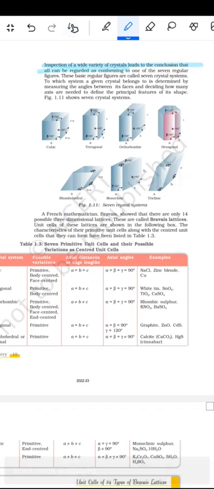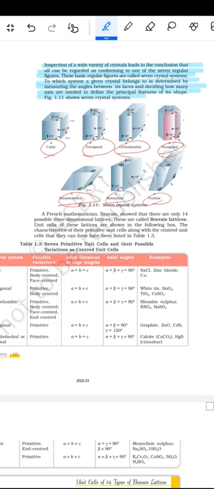Inspection of a wide variety of crystals leads to the conclusion that all can be regarded as conforming to one of 7 regular figures. These basic regular figures are called the 7 crystal systems. To which crystal system a given crystal belongs is determined by measuring the angles between its faces and deciding how many axes are needed to define the principal feature of its shape. Figure 1.11 shows the 7 crystal systems: cubic, tetragonal, orthorhombic, hexagonal, rhombohedral, monoclinic and triclinic.